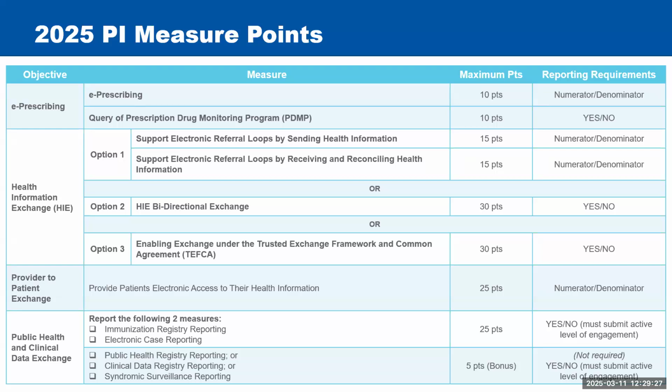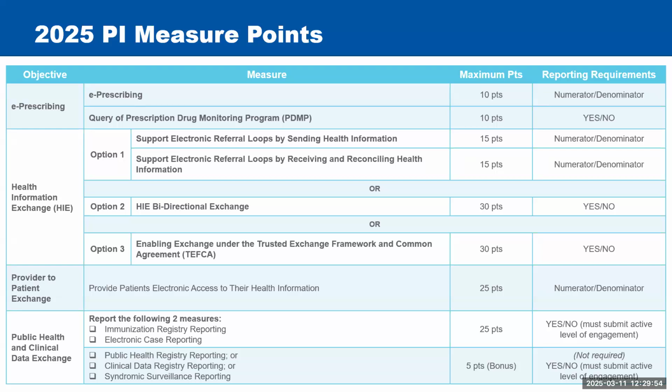Next, we have the HIE objectives, and I'm not going to spend a whole lot of time here. Spoiler warning, our next webinar is going to really drive home how to be successful in this objective. So if you're interested, you really want to get all those 30 points associated with HIE, be sure to tune into the last webinar of this series. But there are 3 avenues to get your points here.